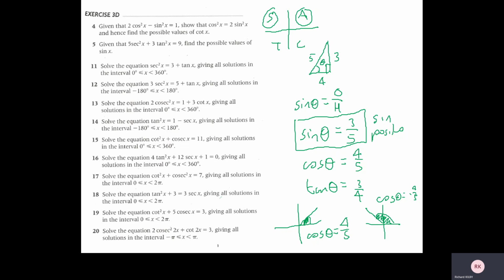If you were told it was between 180 and 360, it would have to be in this one here and this one here. And for neither of those is sine positive, so sine would have to be negative. If you were told it was anywhere between 0 and 360, which is what we've got, then if it's in this quadrant, sine would be positive. When x is between 0 and 90, it's positive. Between 90 and 180, sine is positive. Between 180 and 270, sine is negative, and between 270 and 360, sine is negative. You can see that from the graph. Positive, positive, negative, negative. So because we're doing it between 0 and 360, sine could be either.